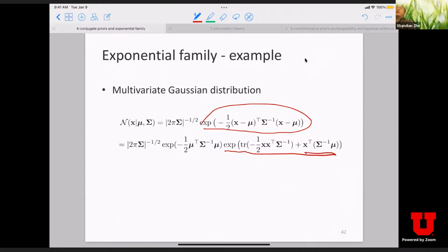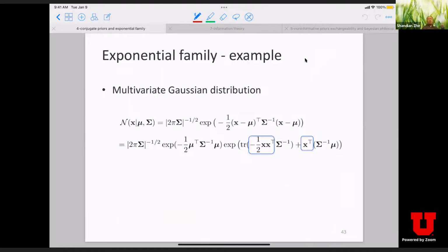The other is linear in x: x transpose sigma inverse mu. Of course, you have some other terms, which are also exponential but don't contain x: e to the power of minus half mu transpose sigma inverse mu, and the determinant of 2 pi sigma to the minus half. So you can take a look at what kind of sufficient statistics we can extract from this form. You can see that for the multivariate Gaussian distribution, we have two transformations of x.